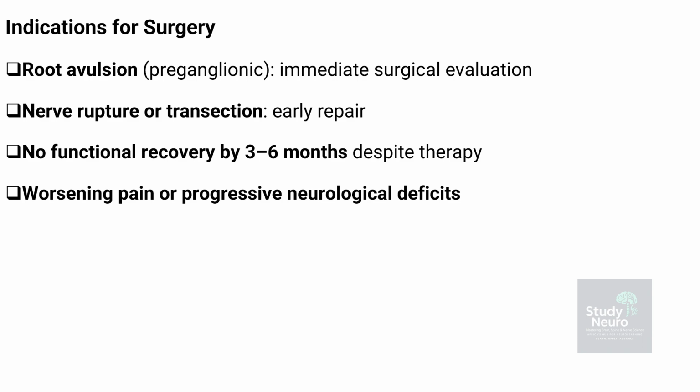When a nerve is ruptured or completely severed, early repair offers the best chance for functional return. Surgery is also indicated if there is little or no meaningful recovery after several months of rehabilitation, or if symptoms continue to worsen, such as increasing pain or progressive neurological deficits.